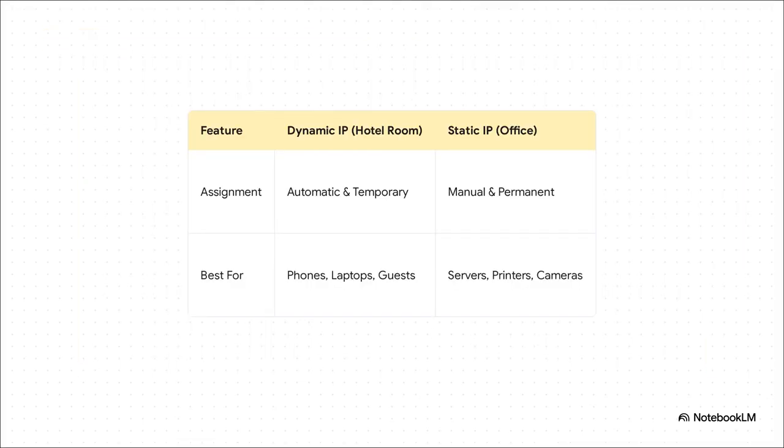And this chart really nails the why. Your router runs a little service that acts like a hotel receptionist. When your phone connects, it just walks up and says, "I need a room." And the router hands it a temporary key, a dynamic IP. It's easy, it's efficient. But for something like a network printer or security camera, you don't want its address changing all the time. You need a permanent office with a name on the door, a static IP, so everyone else on the network always knows exactly where to find it.